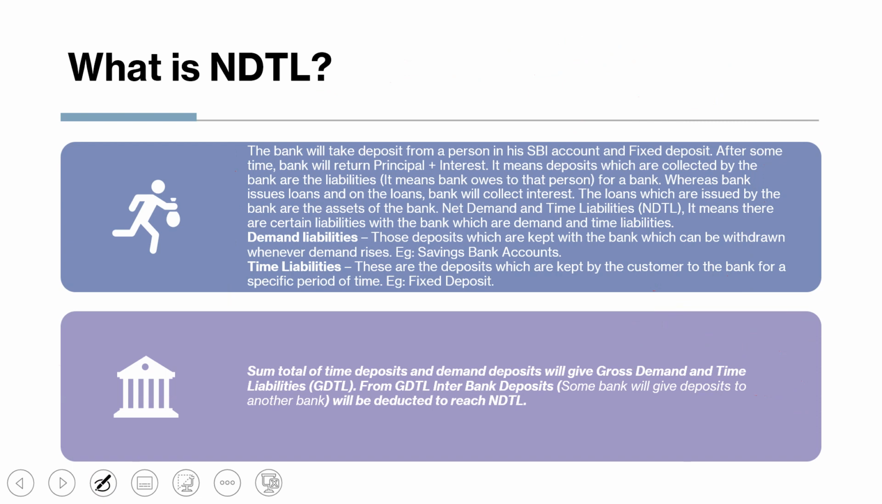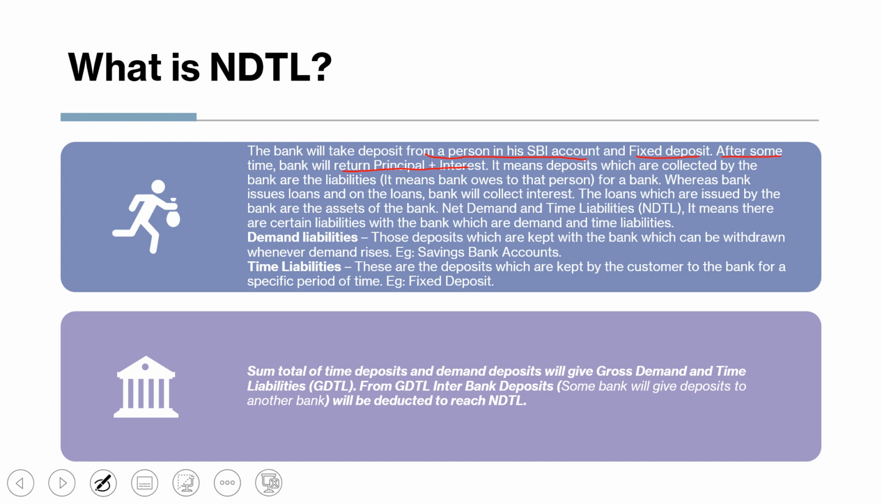The bank takes deposits from a person in his SBI account, and fixed deposits in the form of FD, RD and so on. After some time, the bank will return you the principal plus interest. The principal is the money you have deposited, plus some interest. If you are depositing an FD, there will be some 4%, 5%. Right now, due to COVID, if you are depositing for 6 months it is around 2%, but if you deposit for 11 months, you will get around 5% interest.